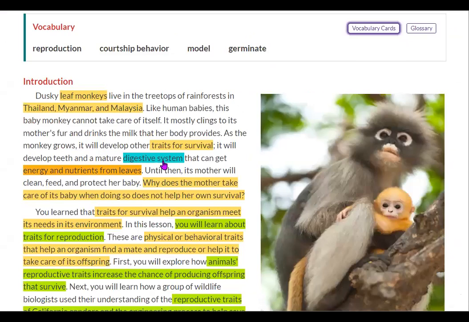And so here for the introduction, we have the dusky leaf monkeys who live in the treetops of rainforests in Thailand, Myanmar, and Malaysia. If you're not sure where these are, feel free to look them up on Google Earth or Google Maps. And so like human babies, these baby monkeys can't really take care of themselves, and they spend most of the time clinging to their mom, clinging to their fur and drinking the milk that the mom's body provides.